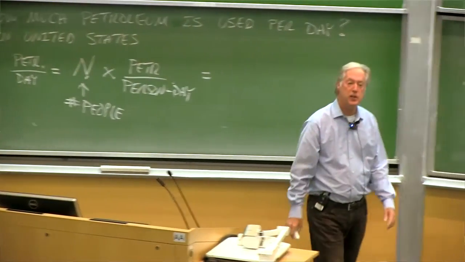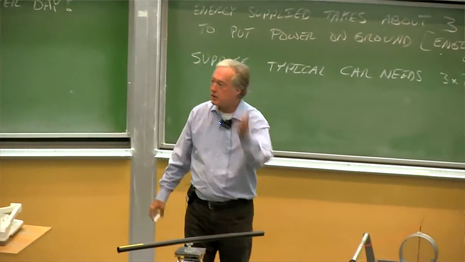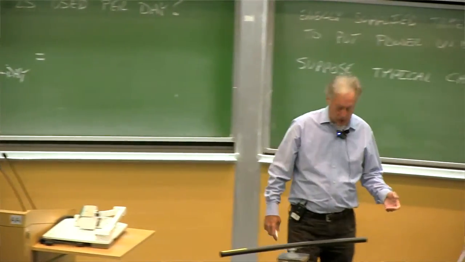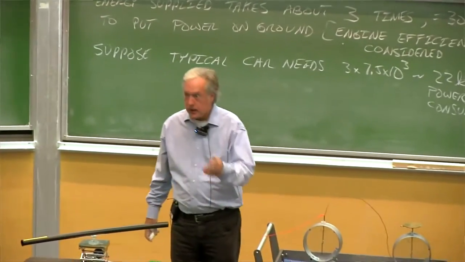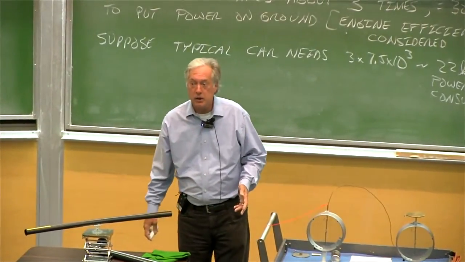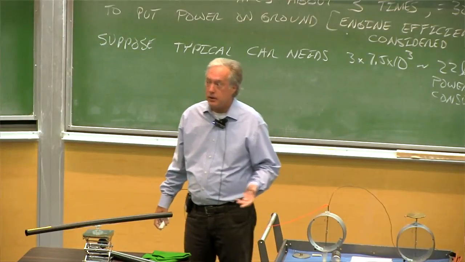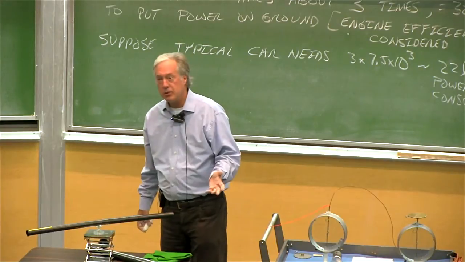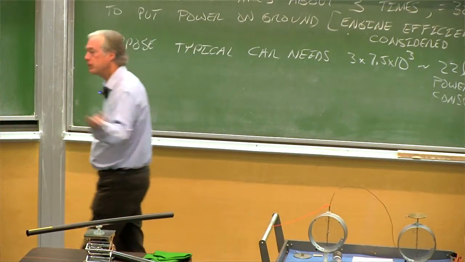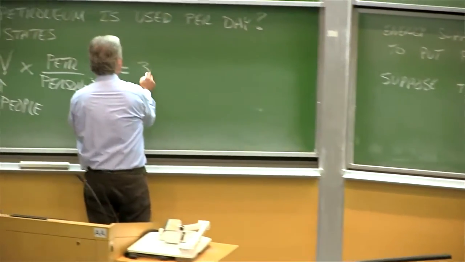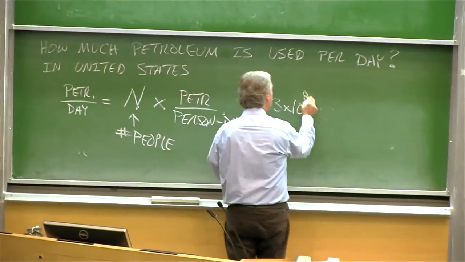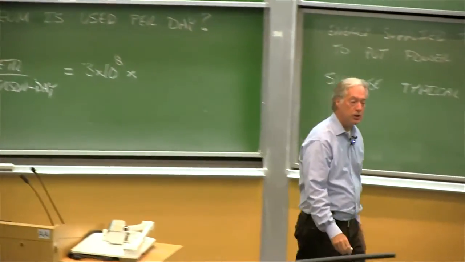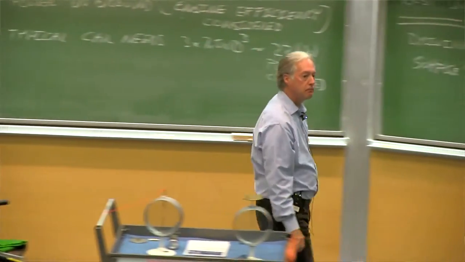How many people are in the United States? 300 million. And if you didn't know that, how could you estimate it? Oh, let's see. LA, Orange County, San Diego, about 15 million. California is about double Southern California, 30 million. California is about 10% of the country's population, so 300 million, 3 times 10 to the 8th. What's the average petroleum consumption per person per day?